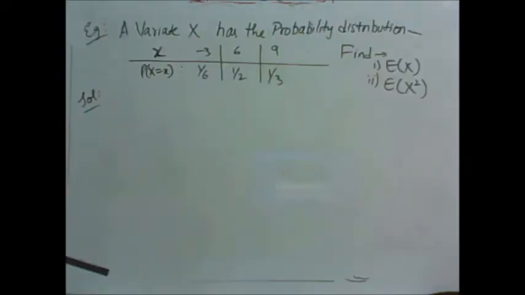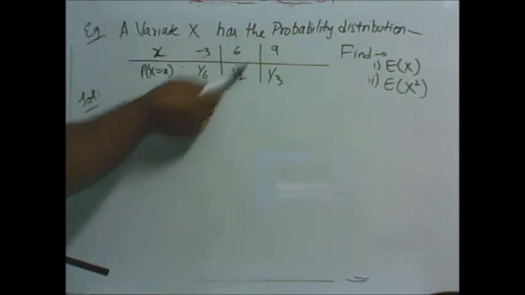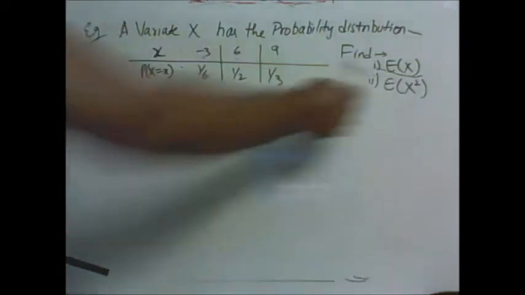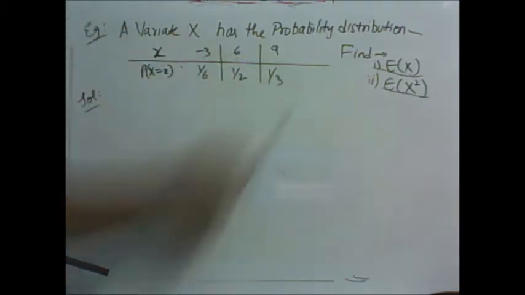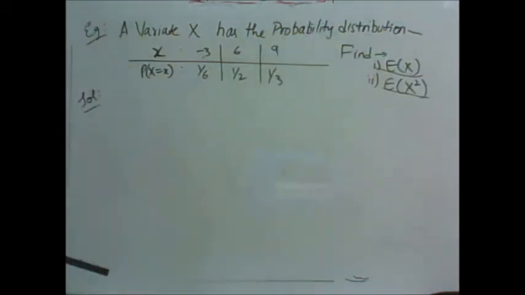Now let us see an example. He has given a probability distribution for variate x, which is taking values minus 3, 6 and 9. Probability that x takes value minus 3 is 1 by 6, it takes value 6 is 1 by 2, for value 9 is 1 by 3. Now he is asking us to take mean, first moment about origin, and E of x square, second moment about origin, not mean, about origin.